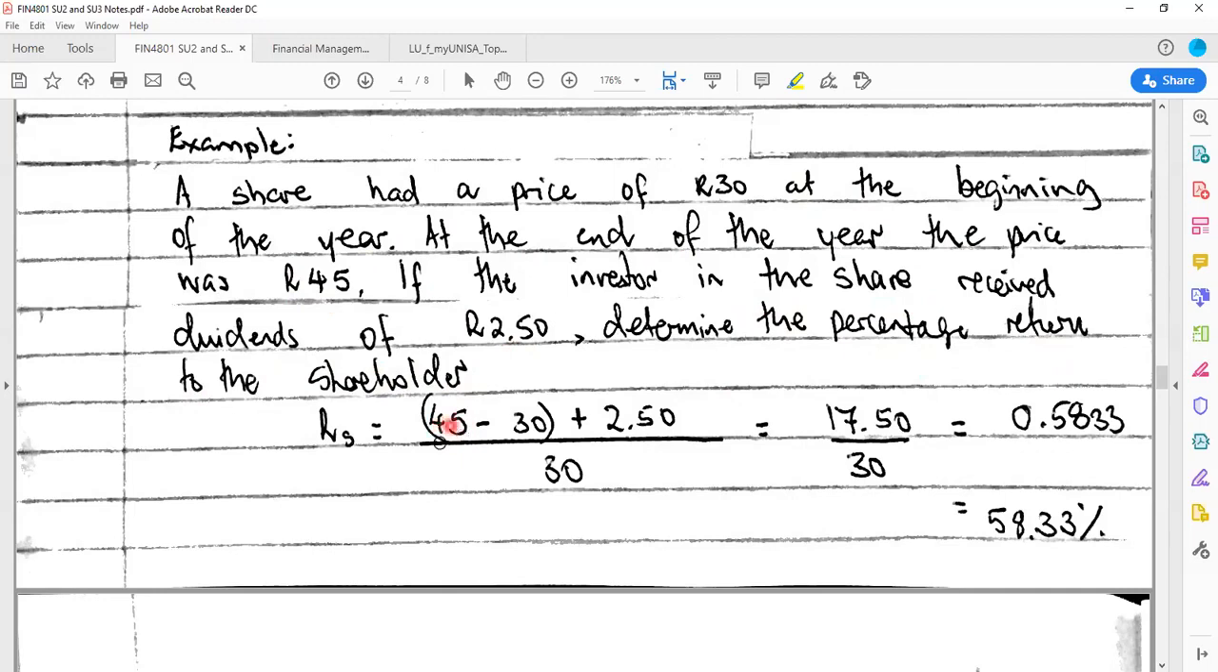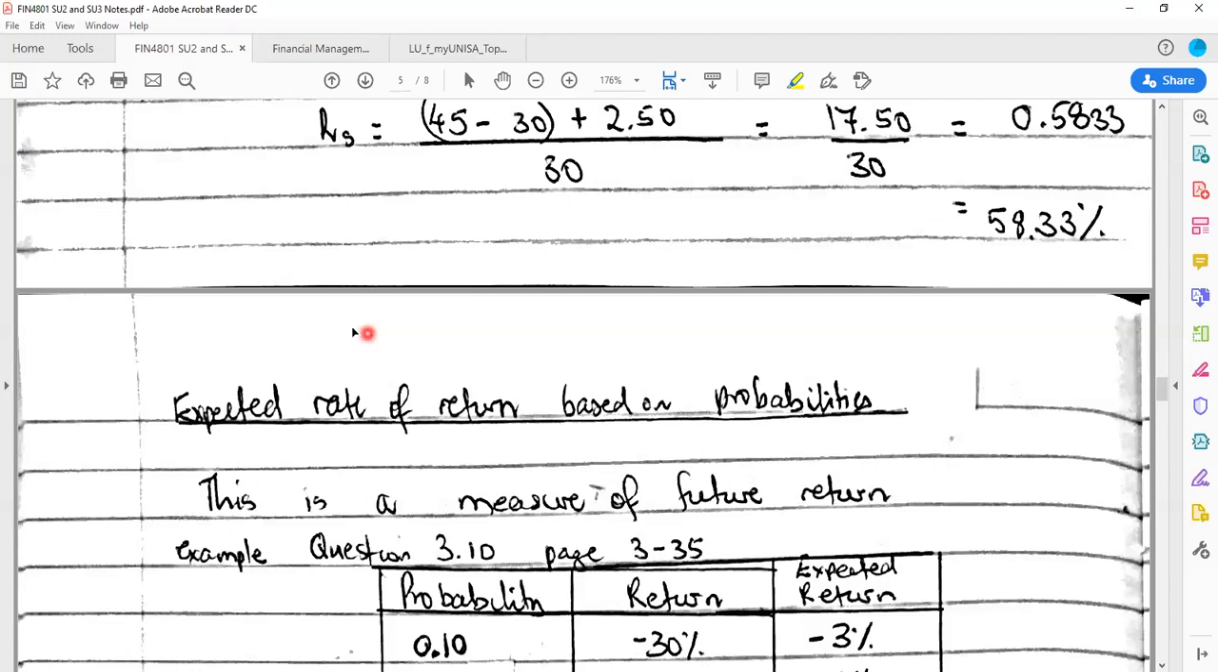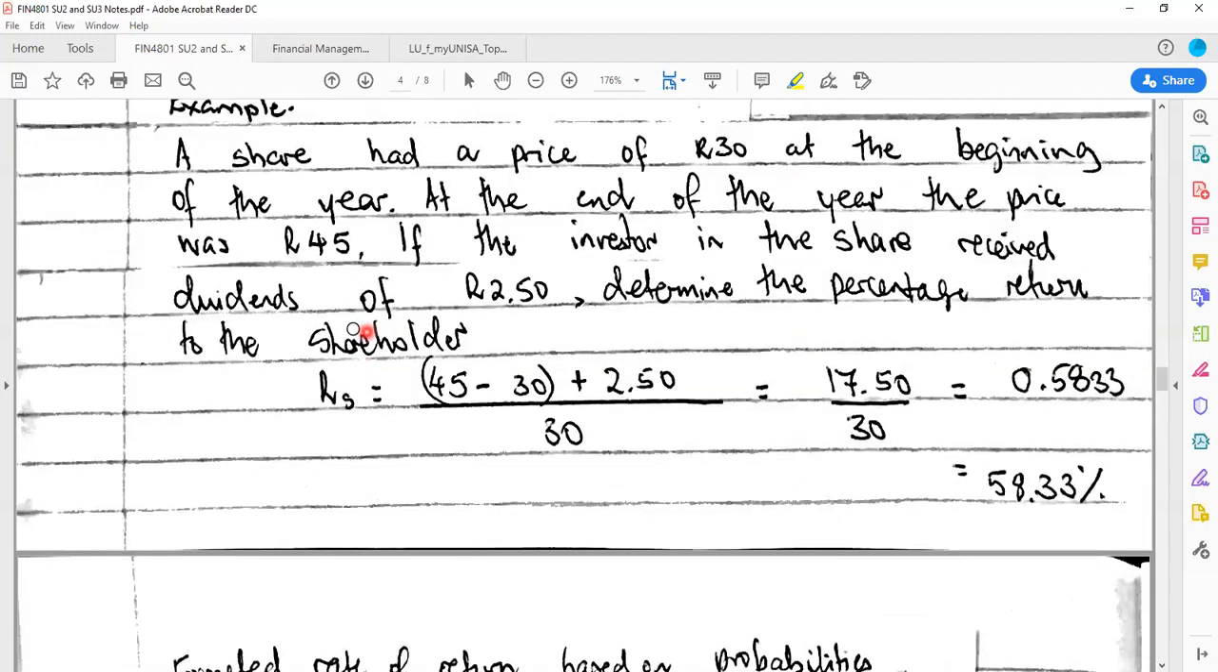So we just take the price at the end of the period minus the price at the beginning plus the dividend, divided by 30. To avoid BODMAS, you should work out the first part and then you get the bottom part, then you divide and you get 58.33%. Okay, so that's how we would get the percentage return to shareholders, right?